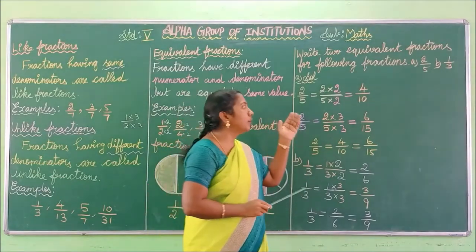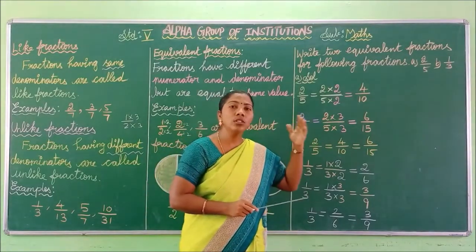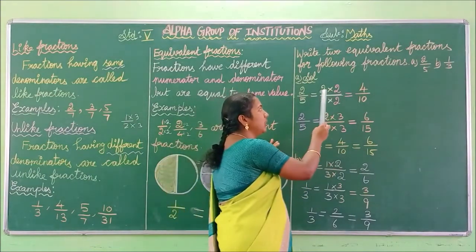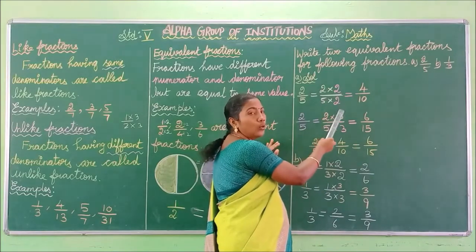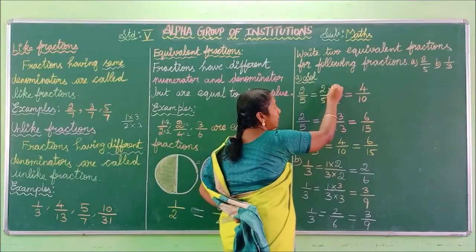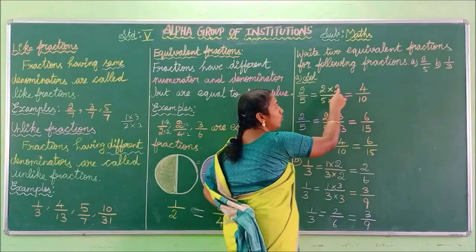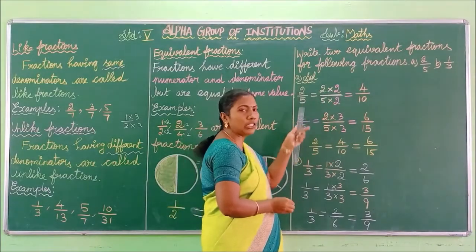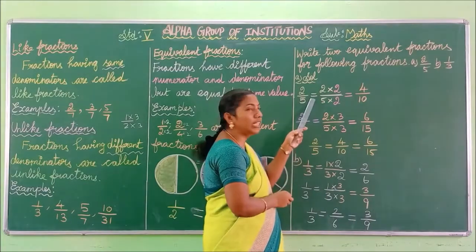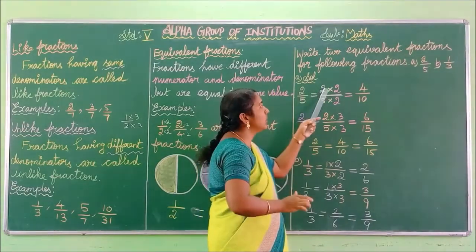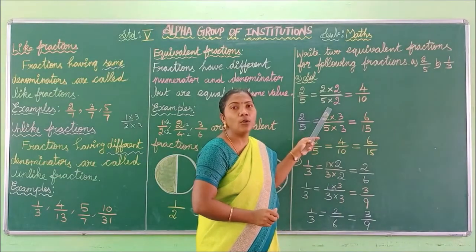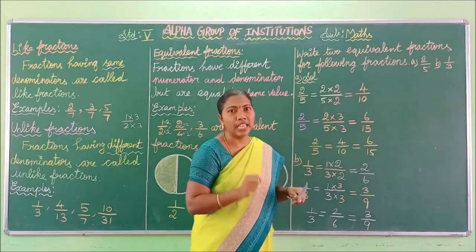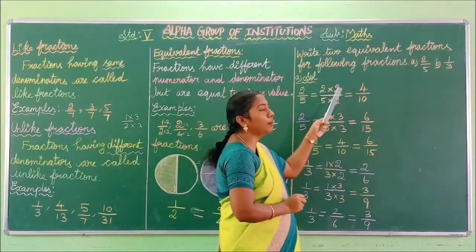You have to multiply the number 2 with both the numerator as well as the denominator. Thus I am multiplying the numerator and denominator by 2. For that, here you put the multiplication symbol. So 2 into 2, 5 into 2. It's clear, children. First step, write the fraction 2 by 5, then put the equal symbol, then write the fraction once again, and multiply both the numerator and denominator with the same number. Here I have chosen the number 2.